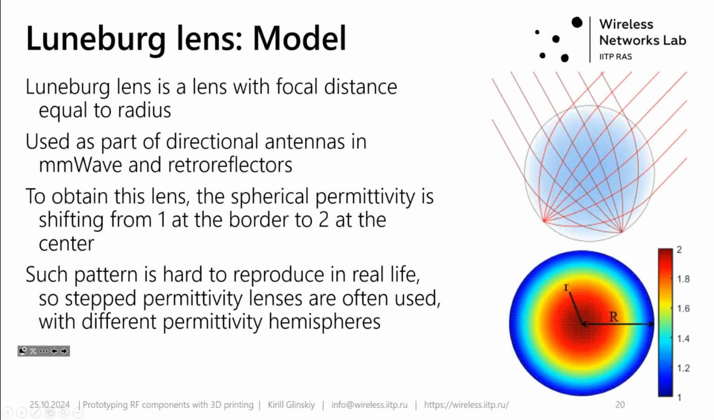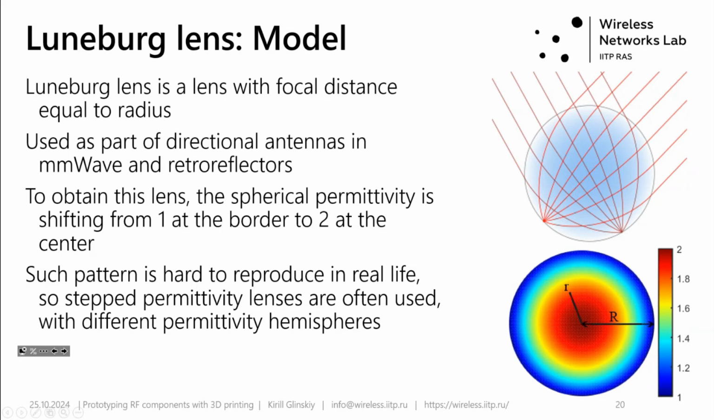The second device that we have studied during our research was instead fully dielectric, and it's called the Luneburg lens. In particular, it is a radio frequency lens with its focal distance equal to its radius. That means that if we apply a spherical wave at the boundary of the lens, then on the other side of this lens, we will have a plane wave. That's the key result why it's quite popular to be used in directional antennas in millimeter wave bands, and also to be used as radio reflectors, those objects that just reflect the signal which is sent to them.